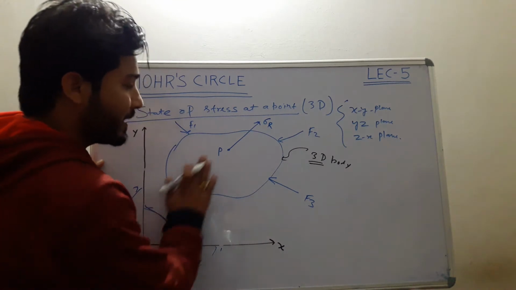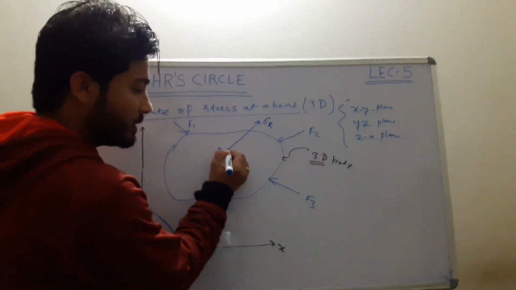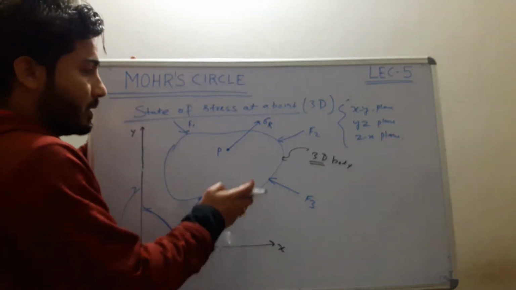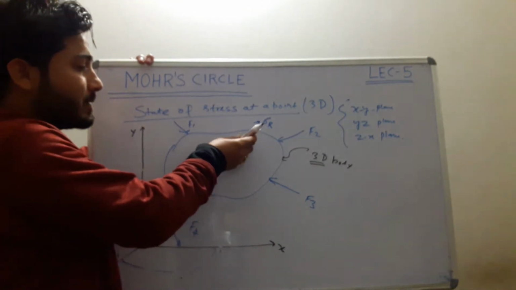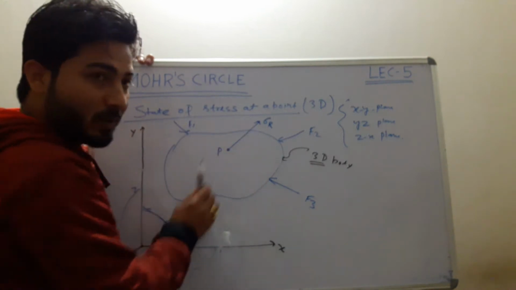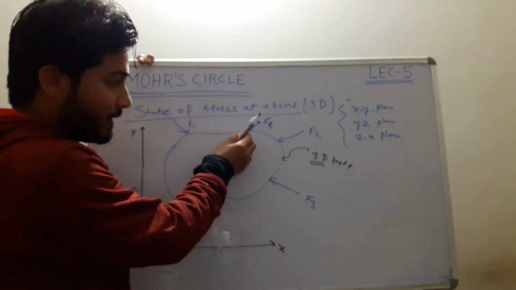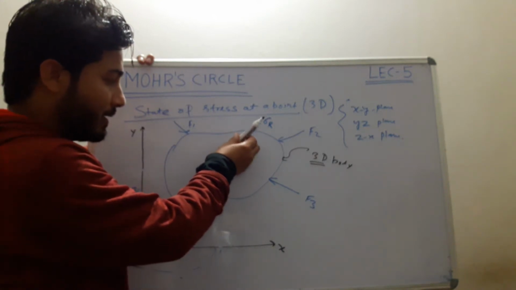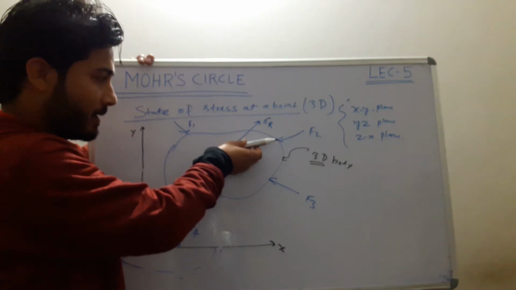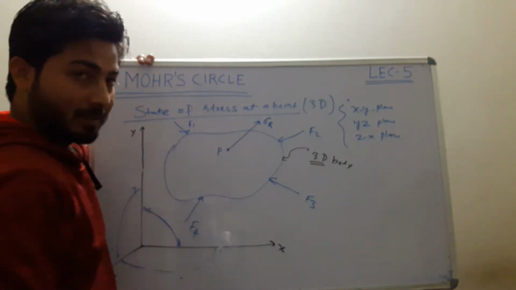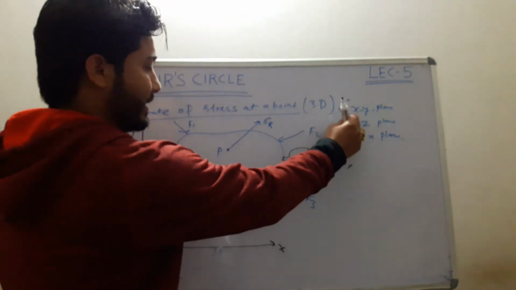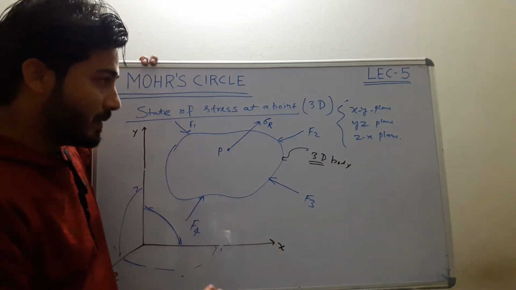Suppose this XY plane is passing through this particular point, containing this particular point. So the resultant sigma R is something like this one. It is in space because this is a three-dimensional body. So the component of sigma R can be resolved in three components along x-axis, along y-axis and along z-axis. So in xy plane there will be three stress components.